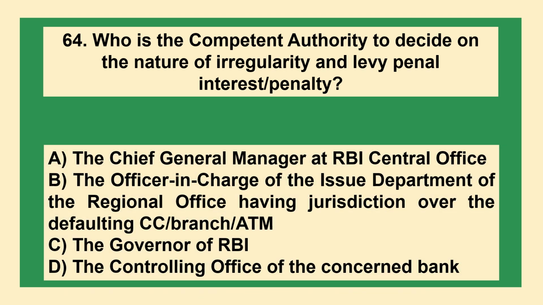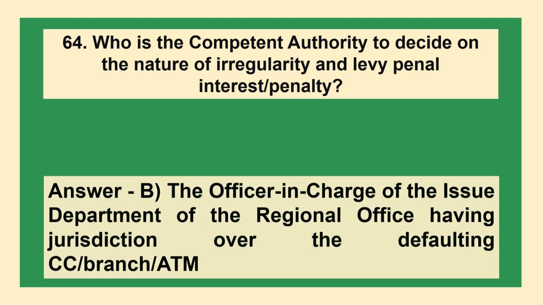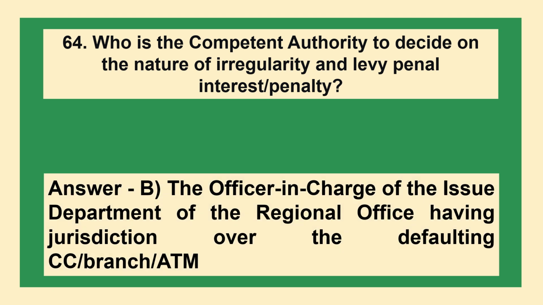Who is the competent authority to decide on the nature of irregularity and levy penal interest or penalty? Option A, the Chief General Manager at RBI Central Office. Option B, the officer in charge of the department of the regional office having jurisdiction over the defaulting CC branch or ATM. Option C, the Governor of RBI. Option D, the controlling officer of the concerned bank. The answer is option B, the officer in charge of the issue department of the regional office having jurisdiction over the defaulting CC or branch or ATM.